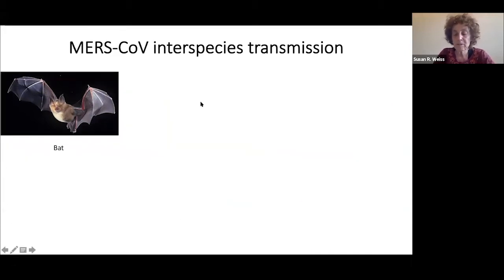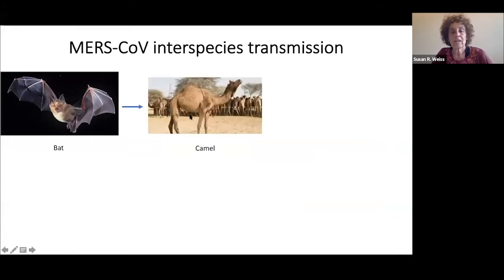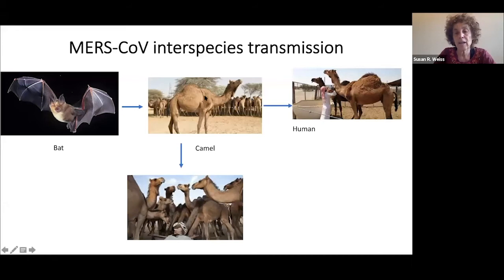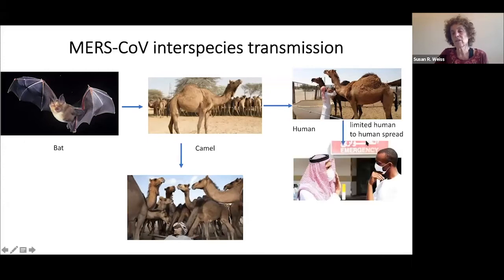So MERS had a little bit different pattern. It also pretty clearly comes from a bat, a different kind of bat from the SARS viruses. It has a reservoir in camels. It's pretty clear now that camels in both the Middle East and in Africa, many of them have evidence of MERS infections. The camels can transmit to other camels and also to humans, a lot of times people that are working with camels, camel handlers. And then there is human to human spread of MERS, but not nearly as much as there was with SARS.